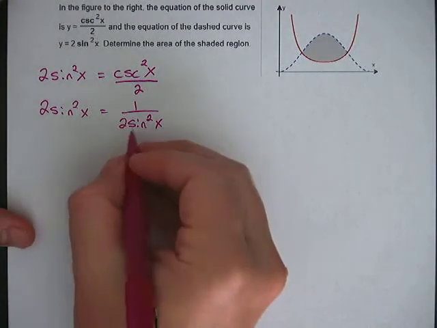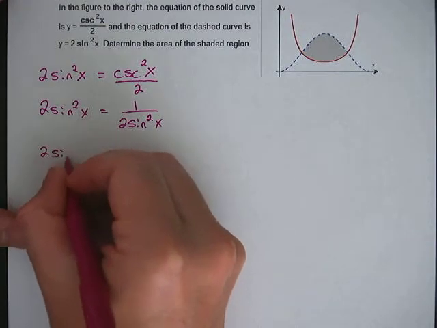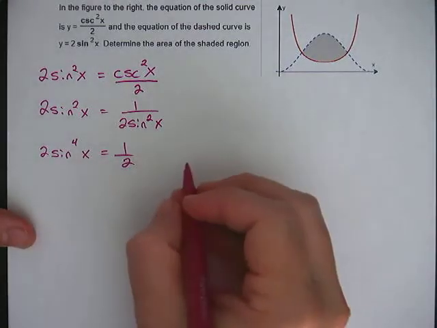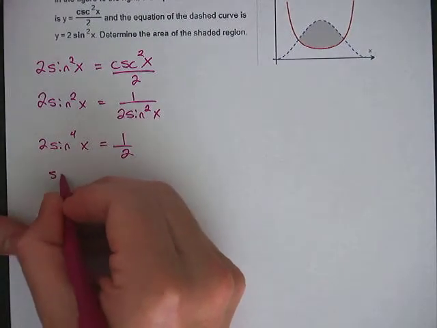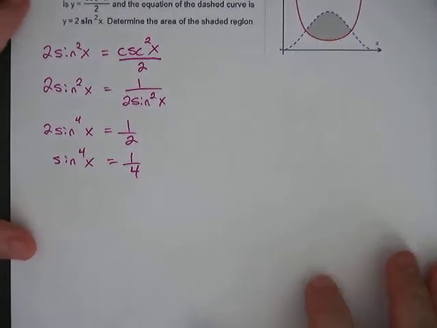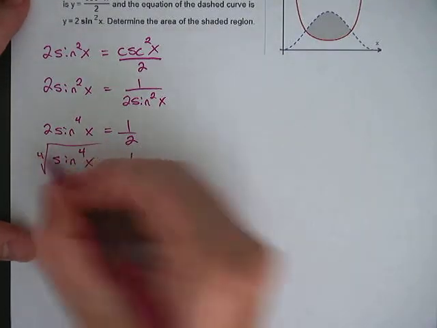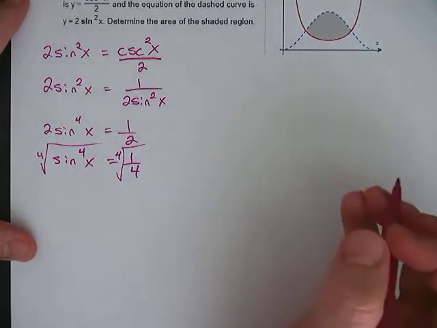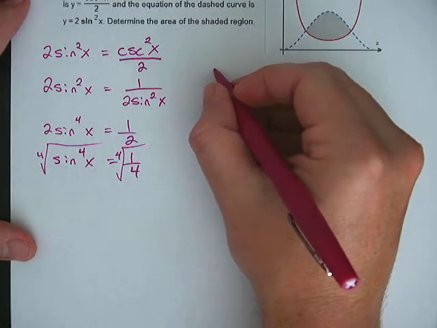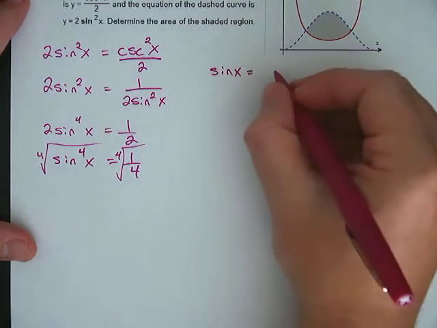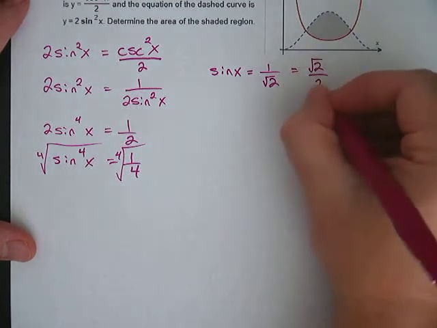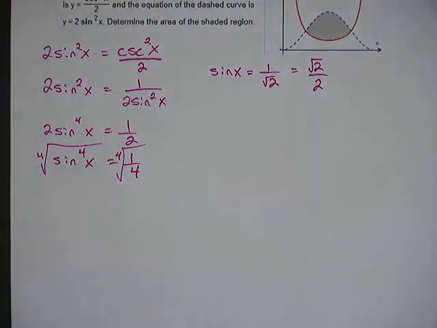let's see, 2 sine to the fourth x equals 1/2. Okay, divide by the 2, so we get sine to the fourth x equals 1/4. Okay, and if we take a fourth root of both sides, that's going to end up giving us, let me go over here, I'm running out of room, sine x is equal to 1 over root 2. If you rationalize the denominator, that's equal to root 2 over 2. Okay, so that's the solution to the equation.